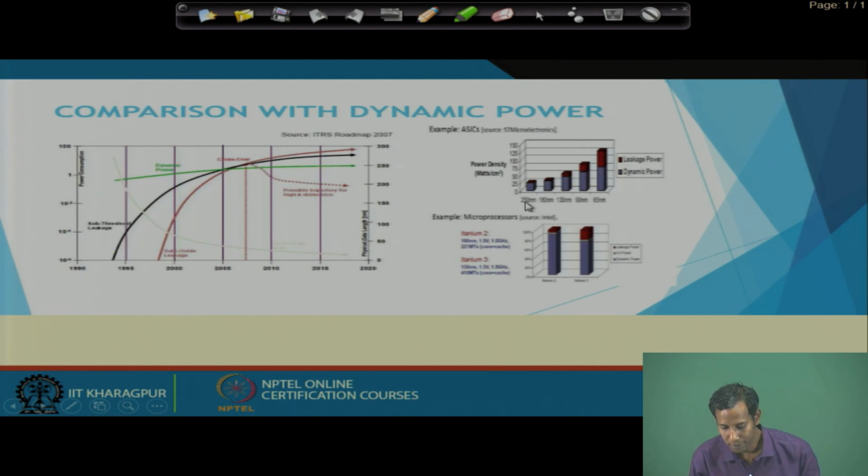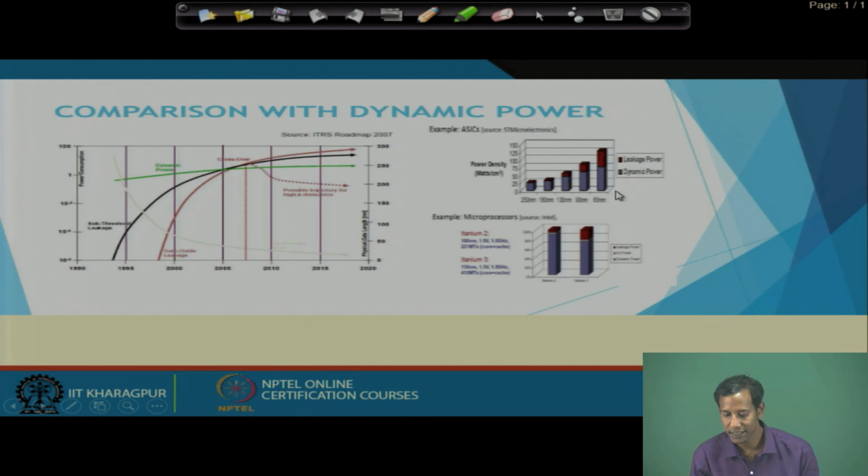Day by day, with technology scaling, leakage power and dynamic power are becoming effective in the major power contribution. In 250 nanometer technology, the leakage power is very small, or trivial, compared to the dynamic power consumption. But with 65 nanometer technology, it is almost 50% contributed to the leakage power as well as the dynamic power consumption.